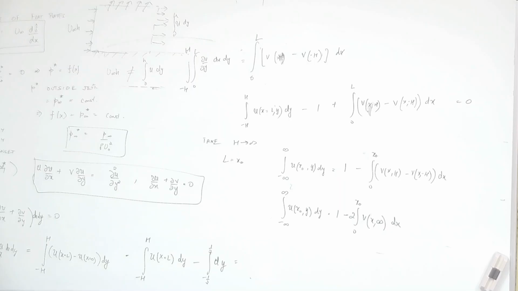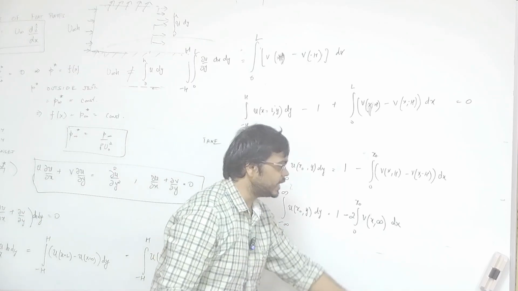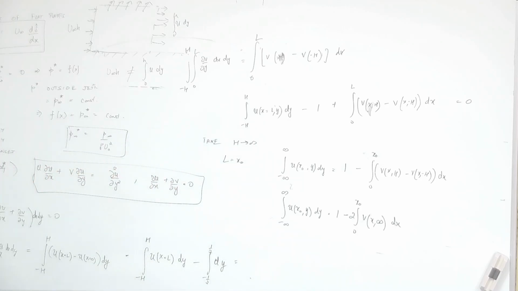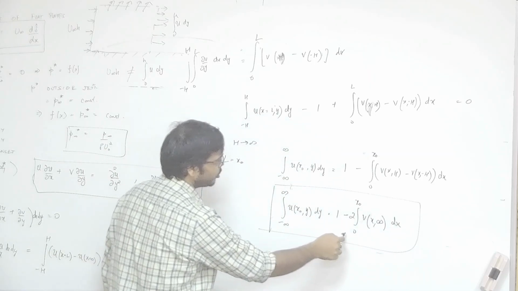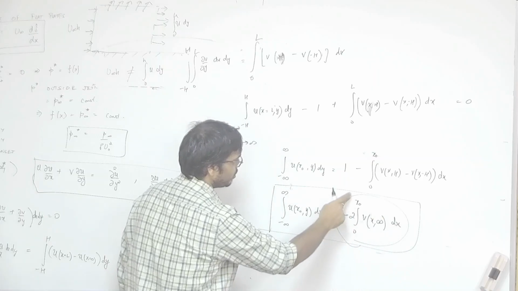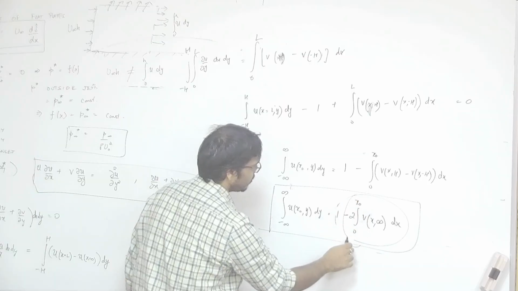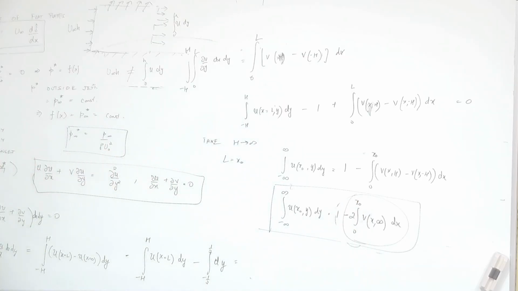What can we say about this v of x comma infinity dx, integrated from 0 to x naught? Is this going to be 0? Is this going to be positive? Is this going to be negative?